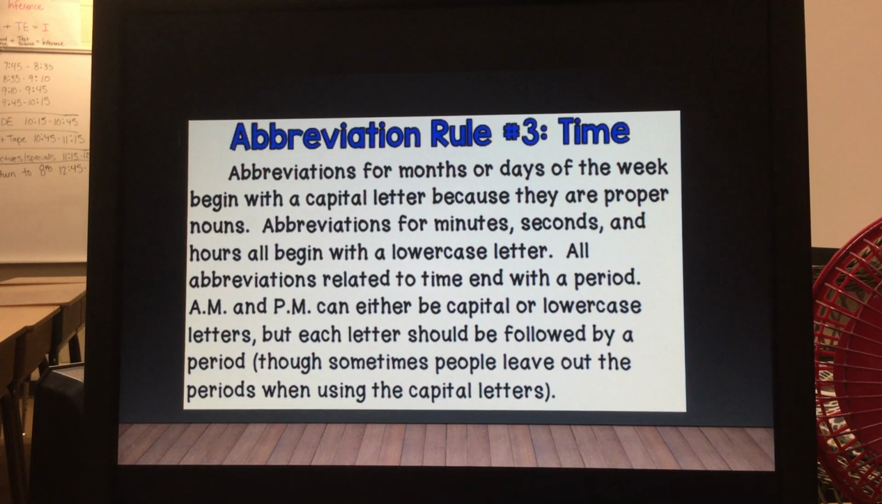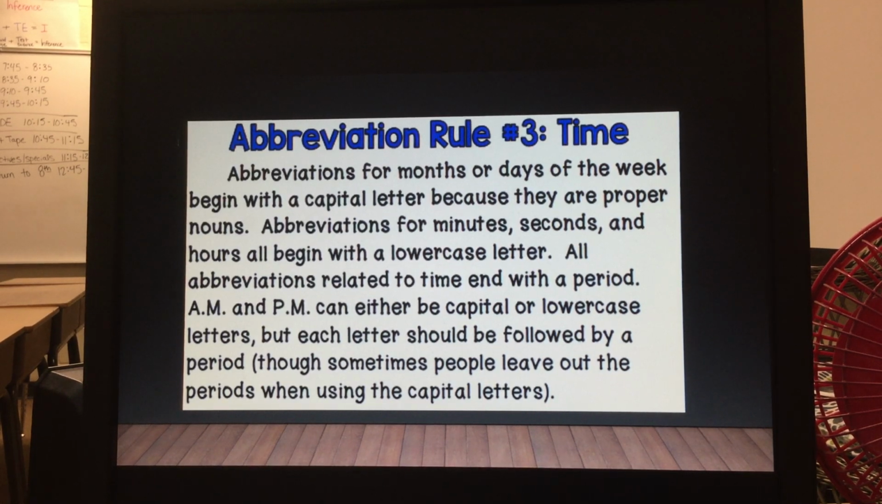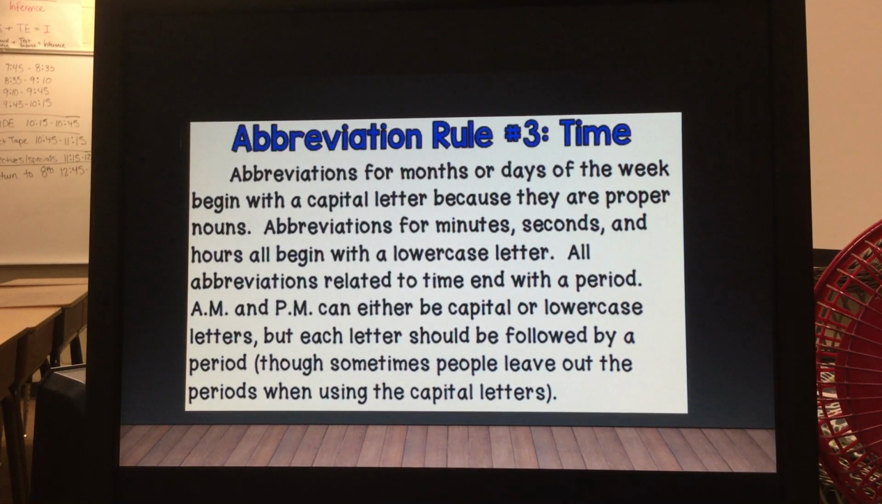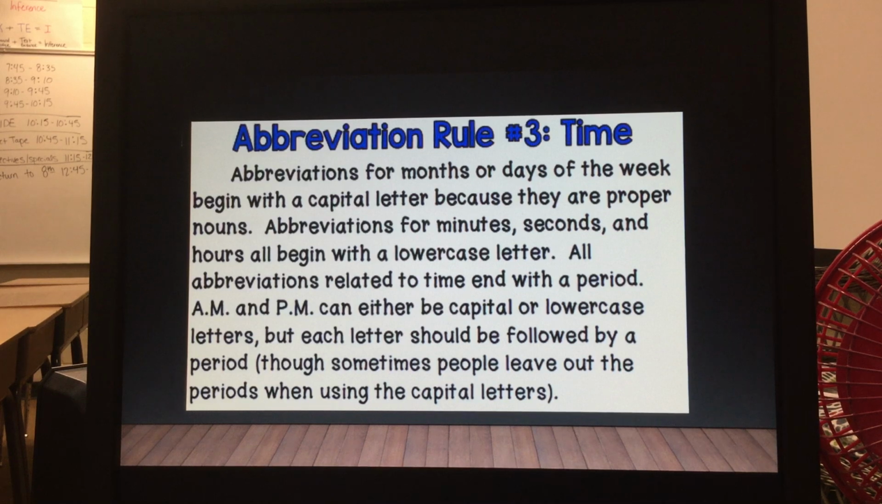Abbreviation rule number 3 is time. Abbreviations for months or days of the week begin with a capital letter because they are proper nouns. Abbreviations for minutes, seconds, and hours all begin with lowercase letters. All abbreviations related to time end with a period. AM and PM can either be capital or lowercase letters, but each letter should be followed by a period, though sometimes people leave out the periods when using the capital letters.